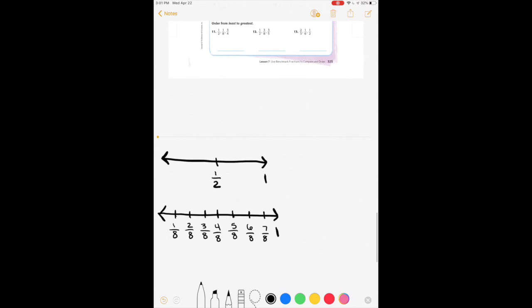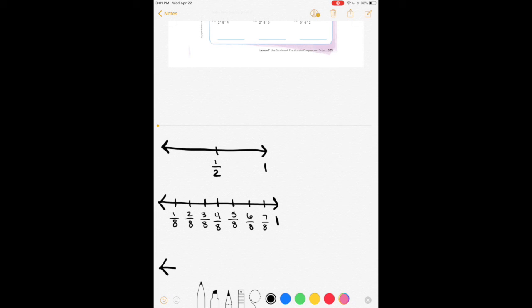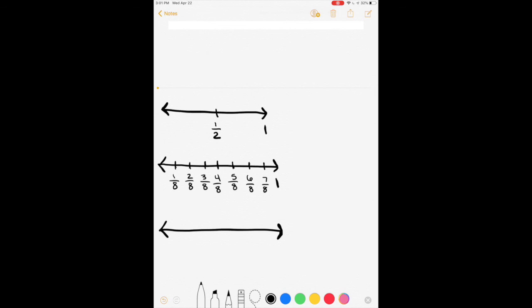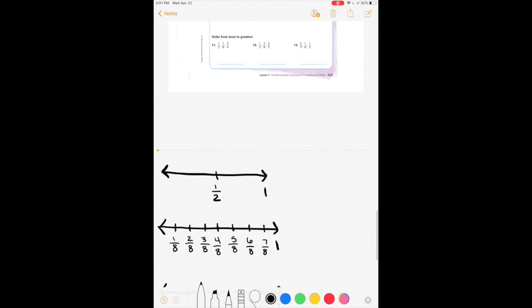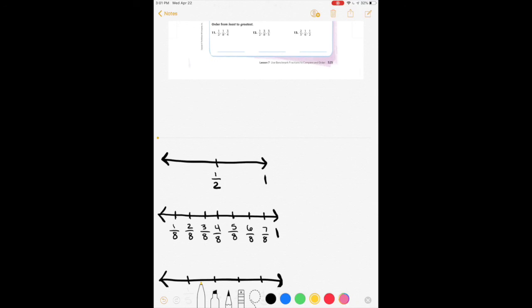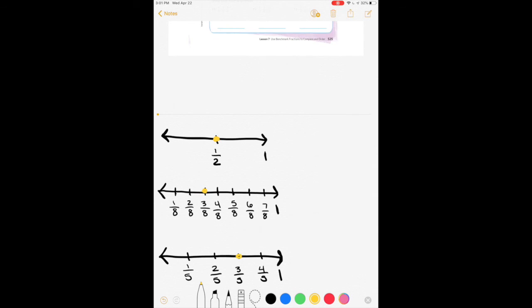Then we have 3/5. So I need a number line that's cut up into fifths. Since 5 is an odd number, I can't just start dividing it in half because it won't work that way. So I just have to guess the best I can and do 1/5, 2/5, 3/5, 4/5, and then 5/5, which is whole. All right, now let's graph them. I need 1/2, then I need 3/8, and then I need 3/5.